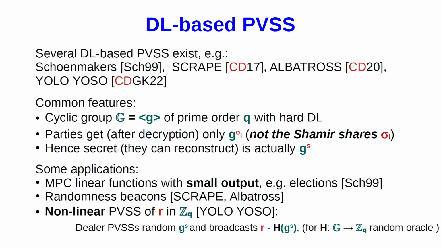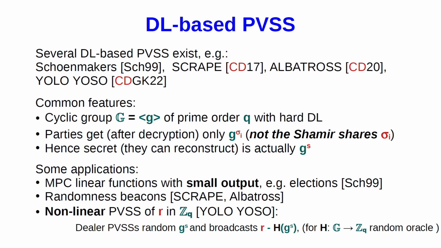Now, this still has many applications. For example, one could still do MPC for linear functions whenever the output is small, like for example in the case of elections, because parties can aggregate shares linearly by operating on the group, and because the output is small, they can in that case break the discrete log if they know that the result is in a small range. You can also use this for randomness beacons, as we did in SCRAPE and Albatross.